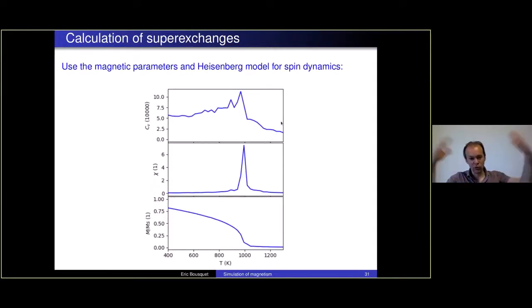And then I was saying that once you have all the parameters calculated, you can plug that into a spin dynamics code, and then you can extract, here just as an example, the specific heat, the magnetic susceptibility, or the magnetization versus temperature for any kind of system on which you have calculated the magnetic interactions.